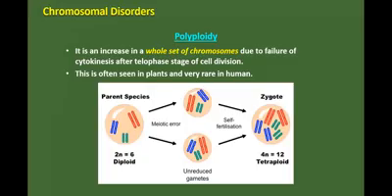Another one is polyploidy. It is an increase in a whole set of chromosomes due to failure of cytokinesis after the telophase stage of cell division. Karyokinesis, cytokinesis, we say. Cytokinesis means the division of the cytoplasm during cell division.